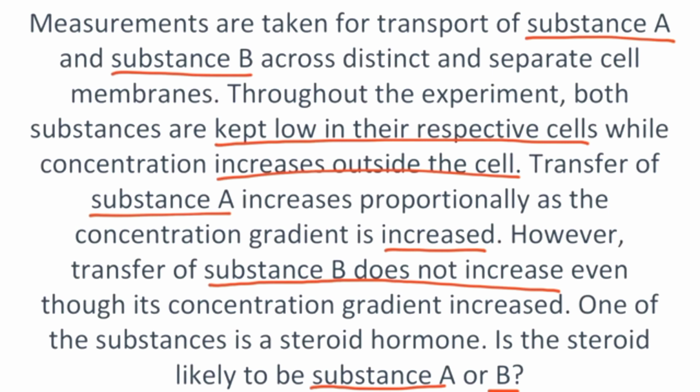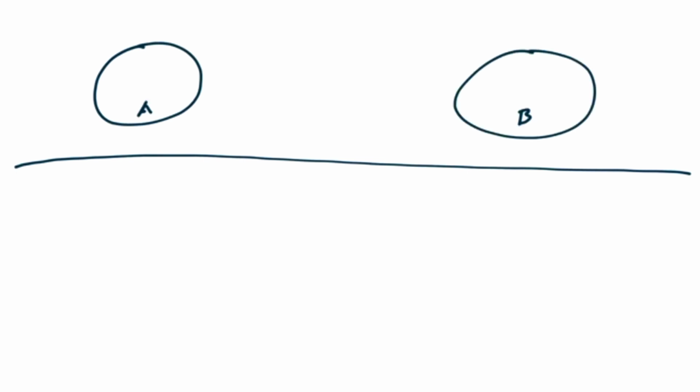So let's draw this question out to make it more clear. We're going to split this screen into two halves. We have cell A over here, and then cell membrane B. Substance A is high outside the cell, and substance B is high outside of its cell. Concentration of both substances in the cell is kept low throughout the experiment, so we'll draw a down arrow to demonstrate that. This means that there is a continual gradient favoring each substance to enter its cell.